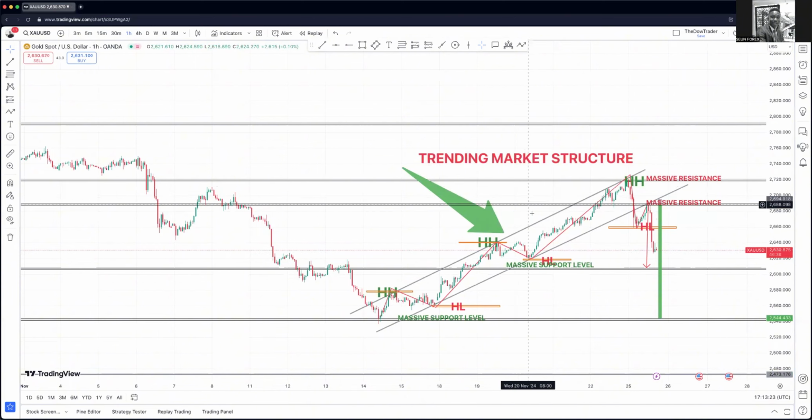And lastly, don't drop your job. Work on your job. Practice market structure.